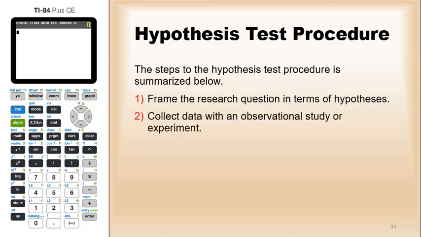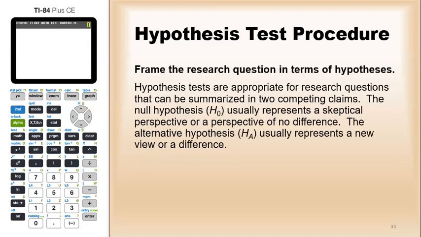From there, we would collect data with either an observational study or an experiment. And for our class, that will usually be done for you. We will analyze the data, where we figure out the point estimate and p-value. And based on those results, we'll form a conclusion. Are we going to reject the null hypothesis or fail to reject it?